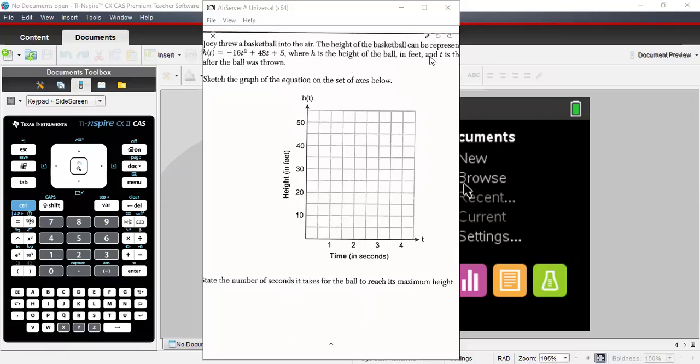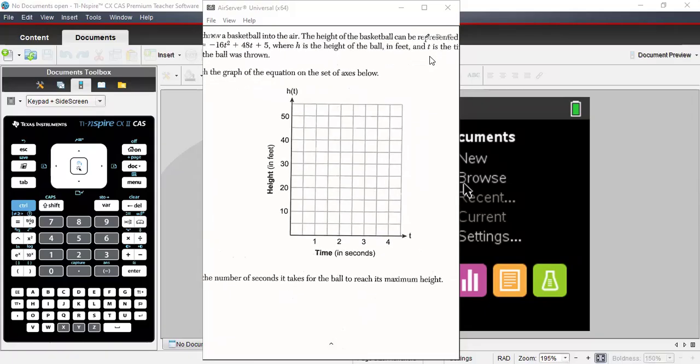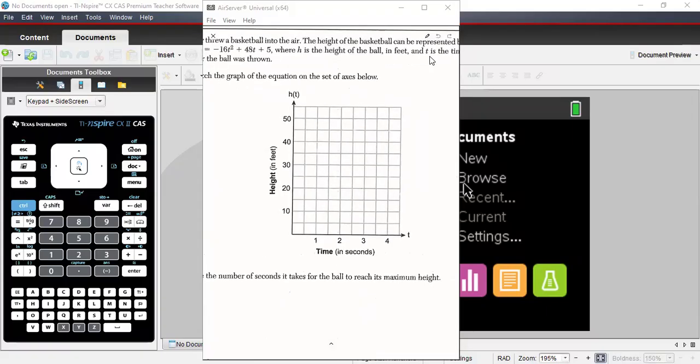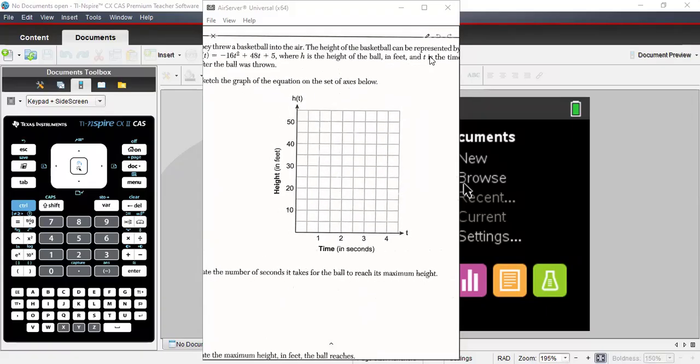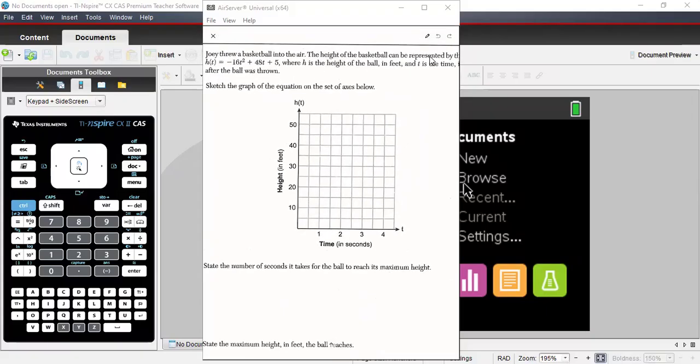All right, guys, this is question number 33 from the August 2026 Algebra 1 Regents, and it is a projectile motion question, quadratic, and it gives us a function h of t equals negative 16t squared plus 48t plus 5, where h represents the height and t is the time. So now, they want us to graph this function, right? And they also want us to answer the question of the maximum height and the time that it takes to get to the maximum height.